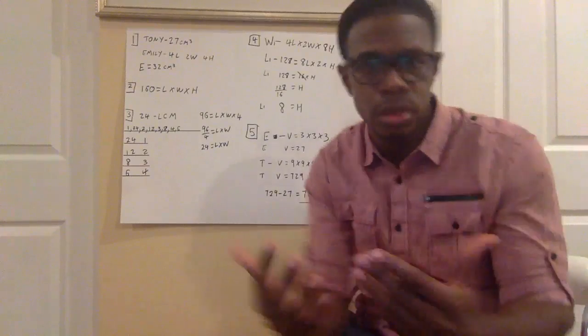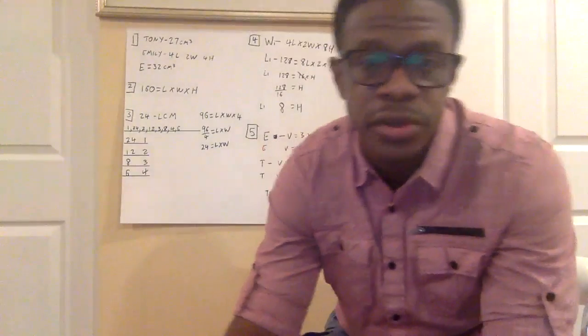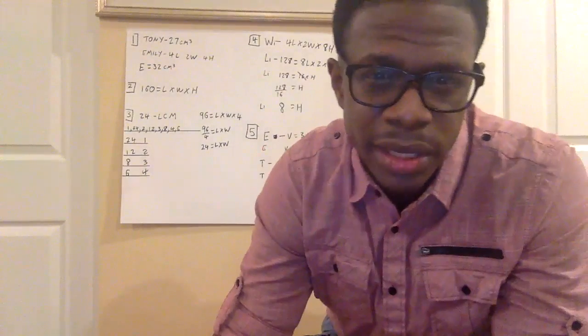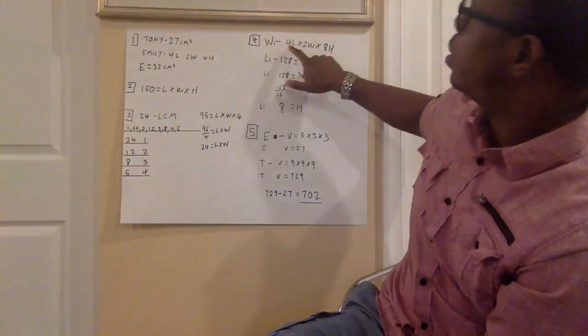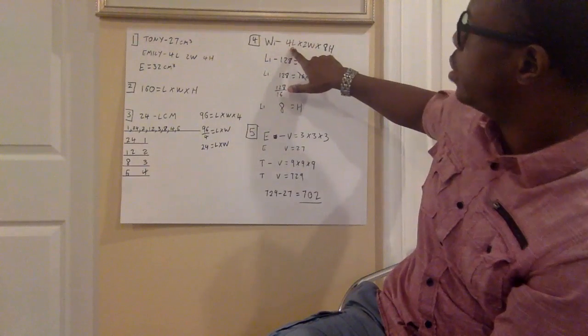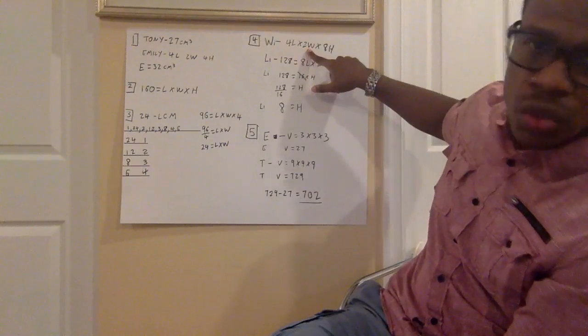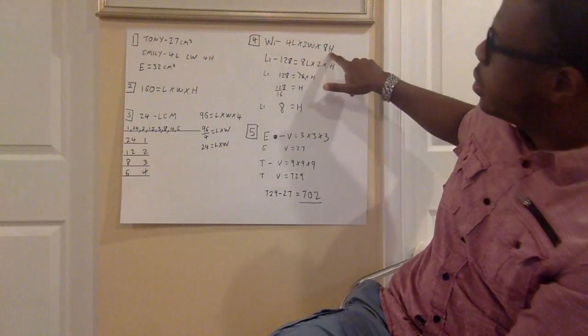Again, prism is just a 3-dimensional figure. So let's break that down. They gave us quite a bit of information. So with Winston, we know the length was 4, the width was 2, and the height was 8.